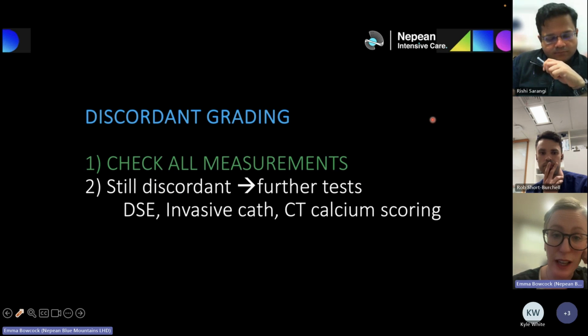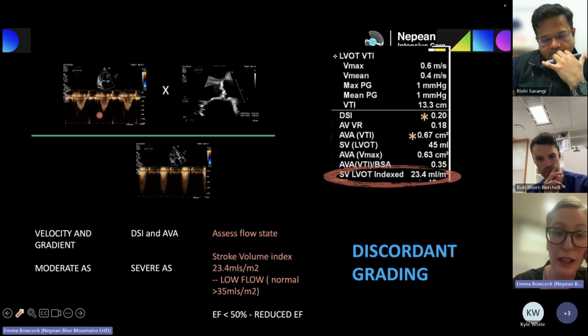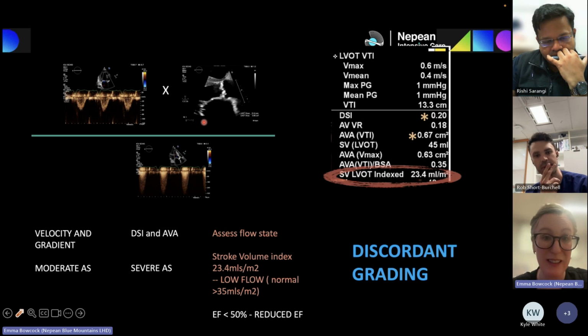So the first thing, however, that you need to do is check all your measurements, right? Because as we know, we can cause lots of inaccuracies here. The error is going to be squared. So that's going to give us a lot of potential problems.